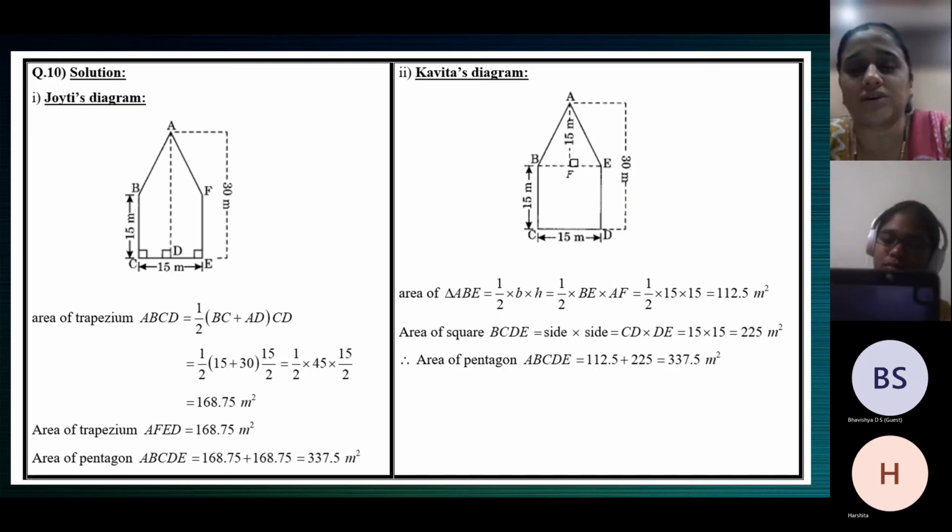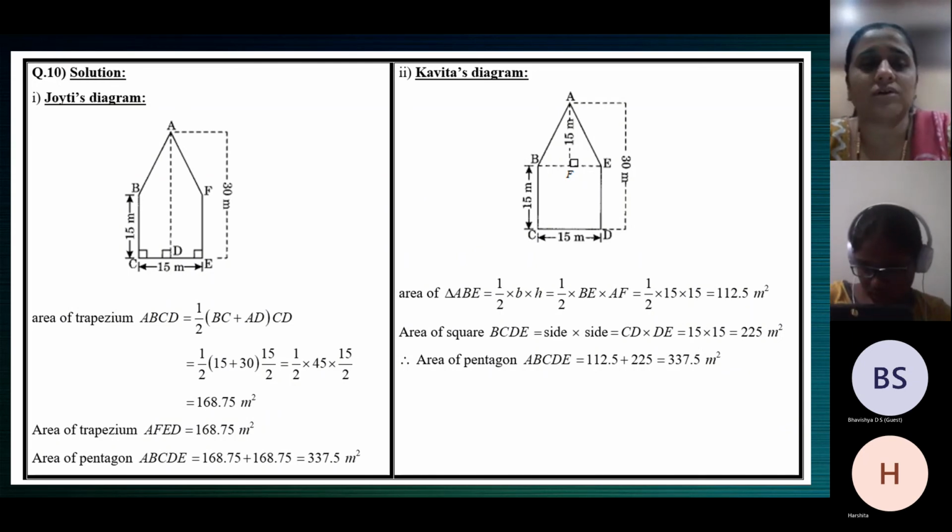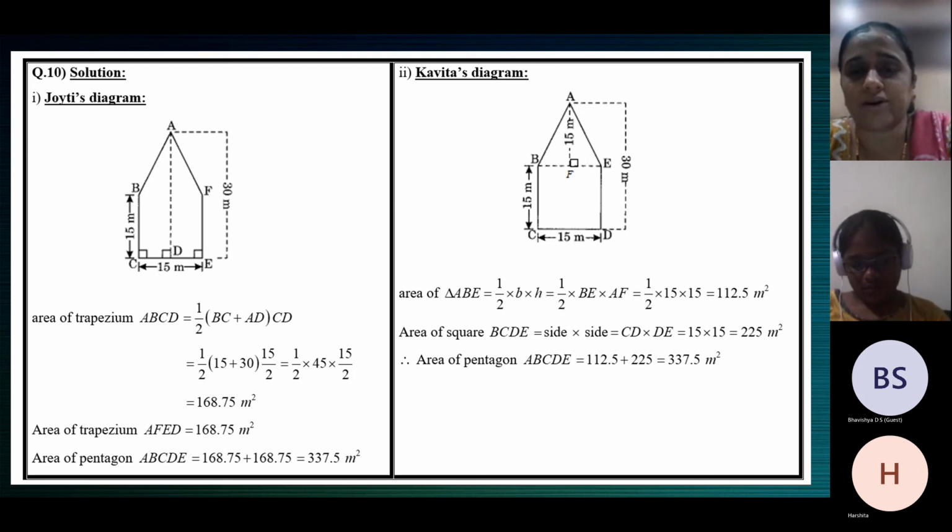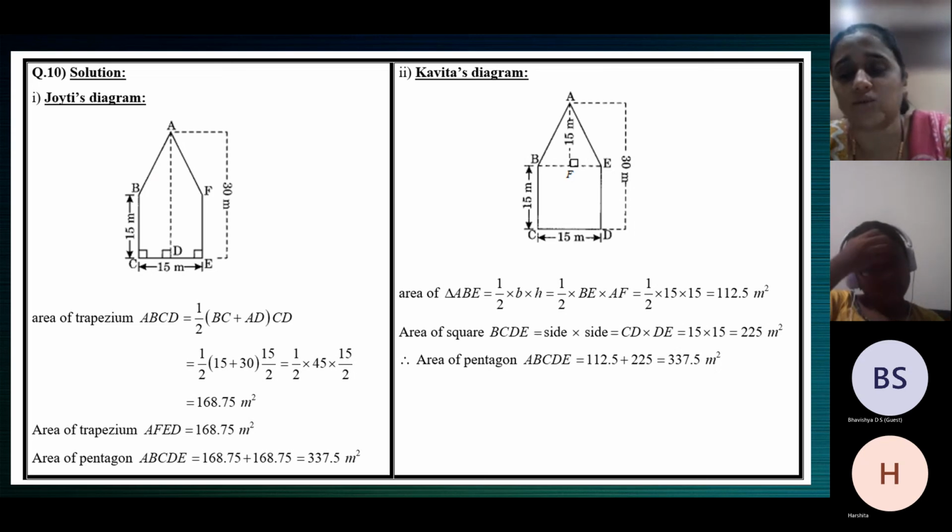It's definitely easy to understand because you'll only find trapeziums, rectangles or squares. And you know how to find the area of all these figures. You know their formulae.